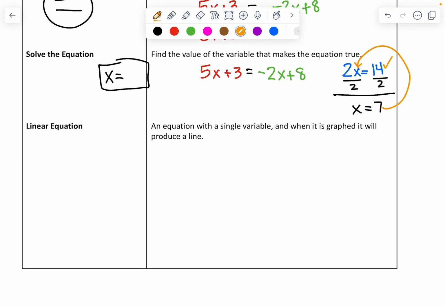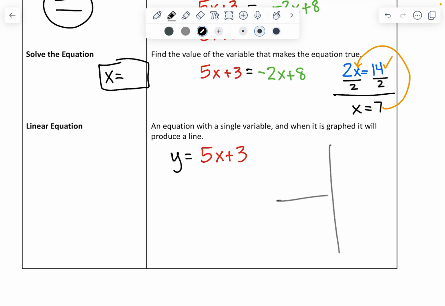Then we have linear equations, which we're not going to deal with right now, but it's something that you guys probably have seen quite a bit. So a linear equation is an equation with a single variable, and when it's graphed, it will produce a line. So if we stuck with 5x + 3, what you would typically see in a linear equation would be y = 5x + 3. And then if you were to graph this, it would create a line.